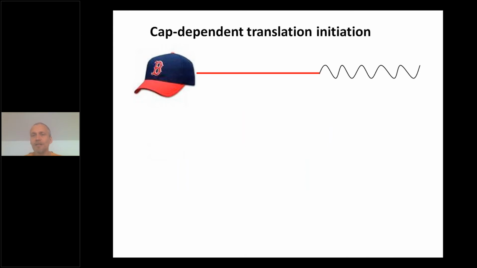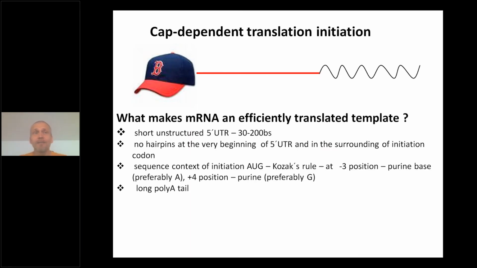And because all the translation starts by the binding to the cap, we call it cap-dependent translation initiation. And then we can define what makes mRNA an efficiently translated template. Basically, this condition should be fulfilled: a short unstructured 5' UTR, which could be up to 200 nucleotides. There should be no hairpins, no structure at the very 5' end next to the cap, or close to the surrounding of the AUG start codon.